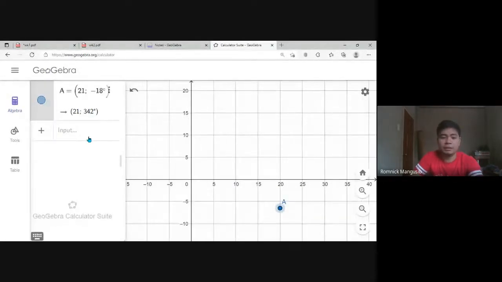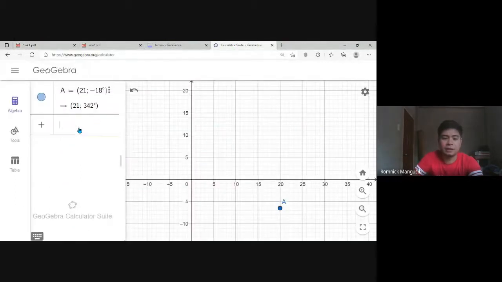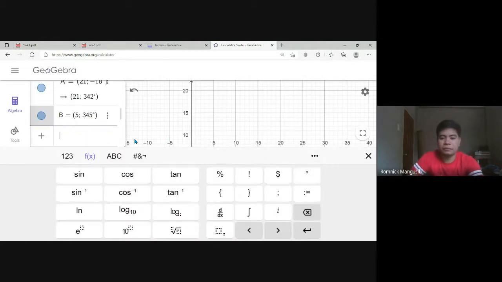Okay? Now, yung isa naman, ang kanyang coordinates ay 5 and 3 pi over 4. And 3 pi over 4 is 135 degrees. So, ilagay lang natin dito, this is 5. And then, semicolon, 345. And then, we place a degree symbol. Okay.